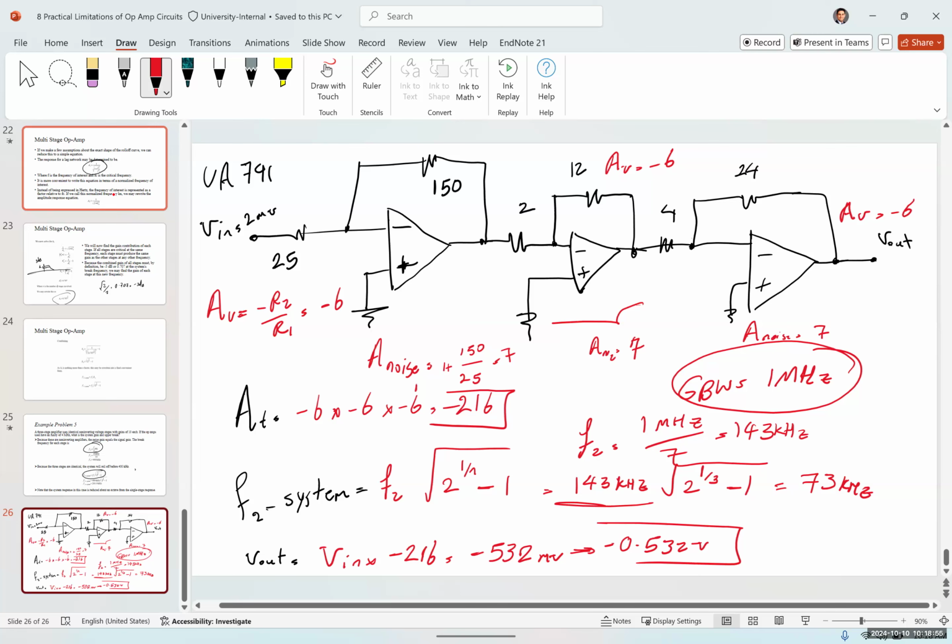Do you ever find your A noise total, or is it always needed? No, we don't need the A noise total at all. We only need the total gain of the system. Yeah, that's a good question.